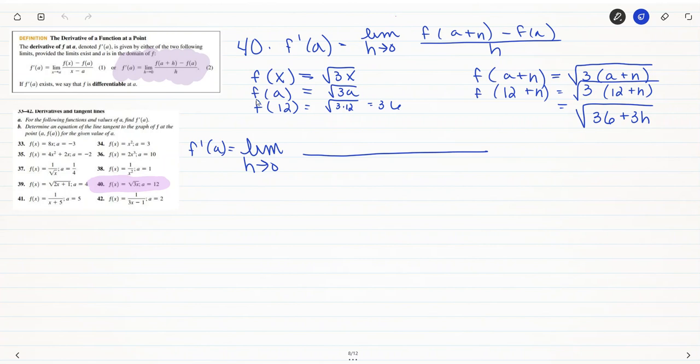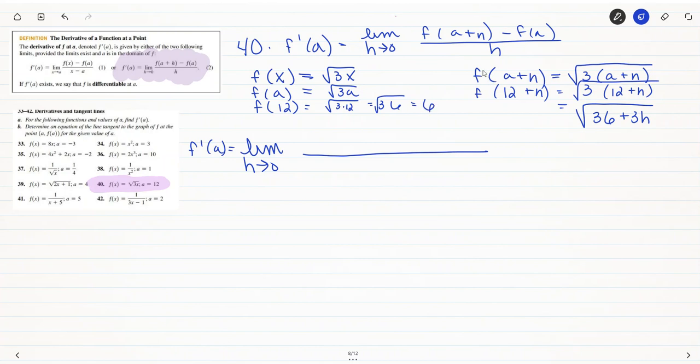If we wanted to write out an expression for f of a, it would be the square root of 3a. When a is 12, that would give us the square root of 3 times 12, or the square root of 36. And the square root of 36 is 6.